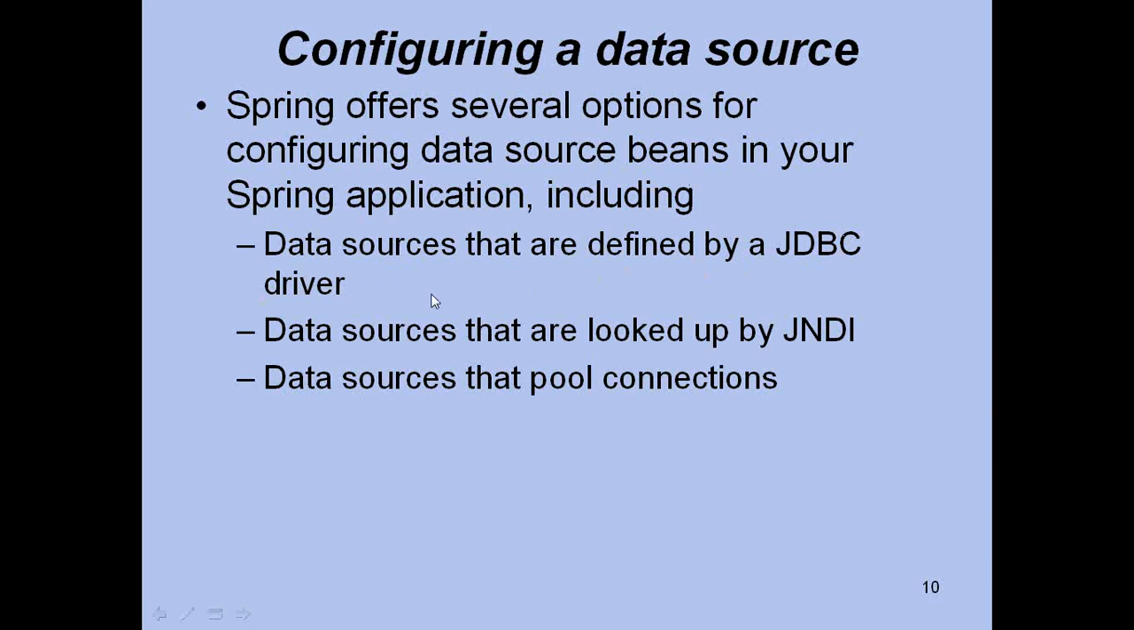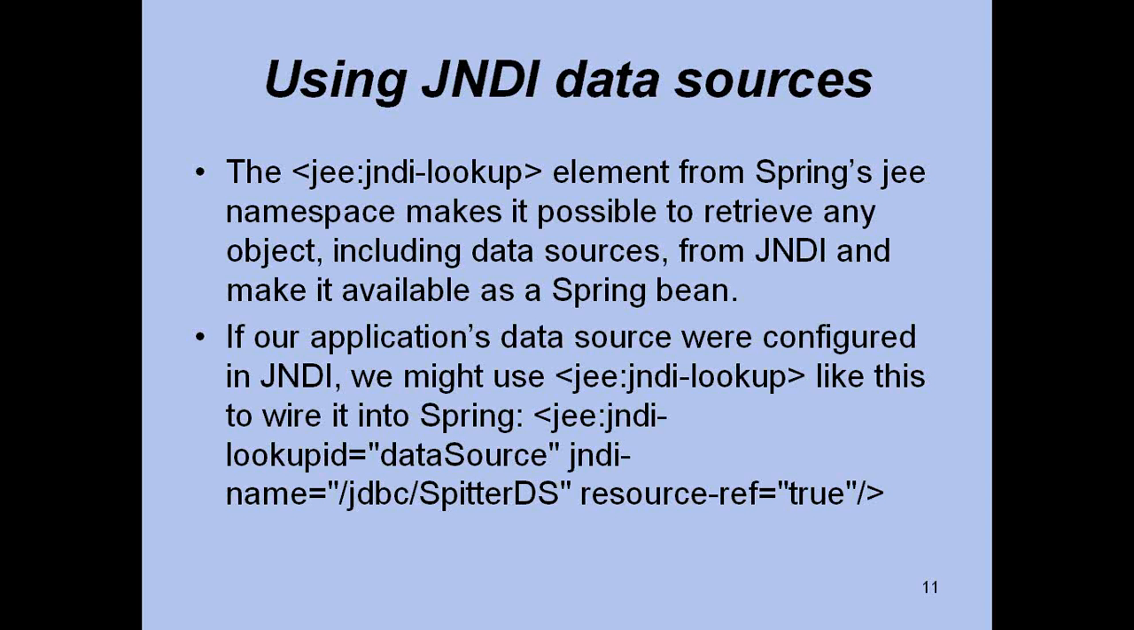Data sources that are defined by a JDBC driver, data sources that are looked up by JNDI, and data sources that pool the connections. There are three different types of data sources and ways to configure them. Let's see the first method, using JNDI data sources.